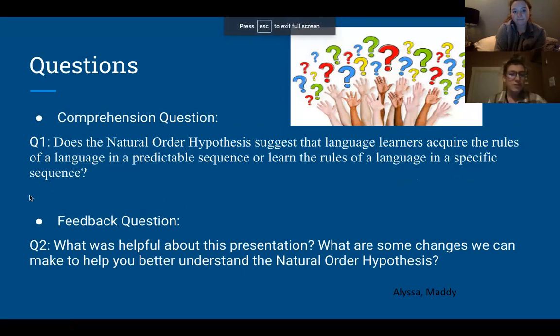So we have two different questions for you all to think about. Our comprehension question is, does the natural order hypothesis suggest that language learners acquire the rules of a language in a predictable sequence or learn the rules of a language in a specific sequence? And then for our feedback question, what was helpful about this presentation? And what are some changes we can make to help you better understand the natural order hypothesis as a whole?